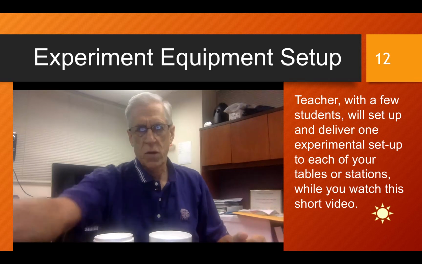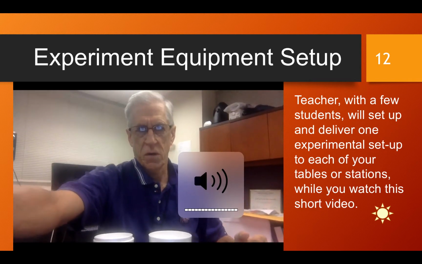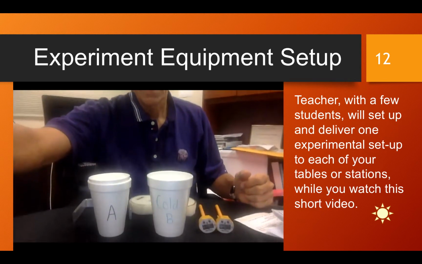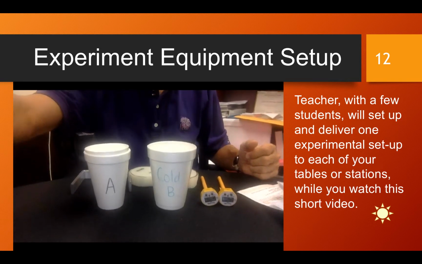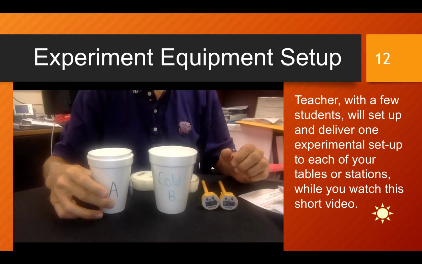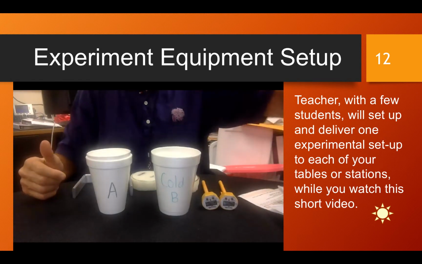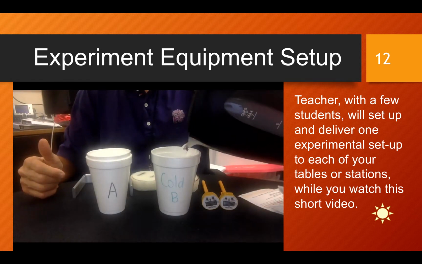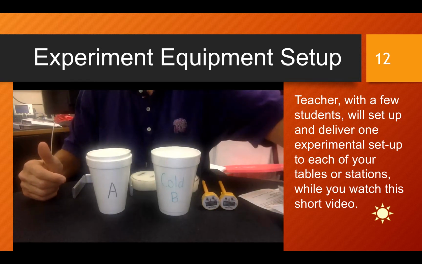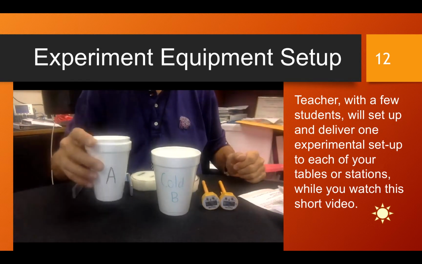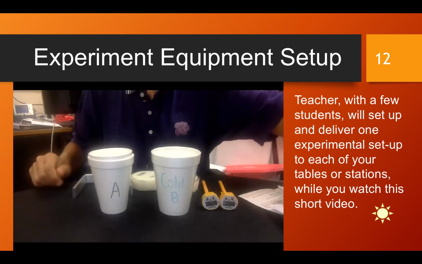And I'm going to give you a quick demonstration of the equipment you're going to use in your experiment today. I'm going to tilt this down so you can see everything. First of all, you're going to have a A cup and a B cup. The B cup is going to be filled with some cold water, a little bit at the bottom of the cup. And then the A cup is going to contain hot water for this experiment.